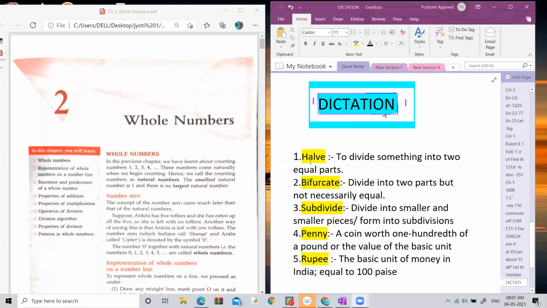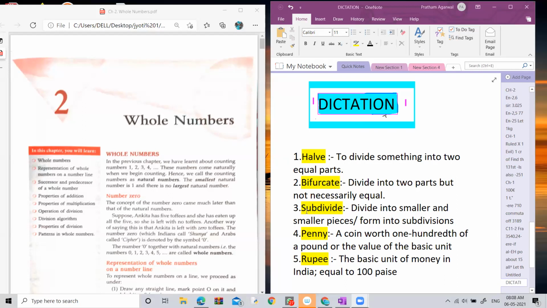The first word is HALVE, halve. It means when you divide any object into equal two parts. To divide something into two equal parts, then each part is called the half of the other one. Fine. The second one is bifurcate. Bifurcate means divide into two parts, but not necessarily equal. It should not be necessary that both parts should be equal.